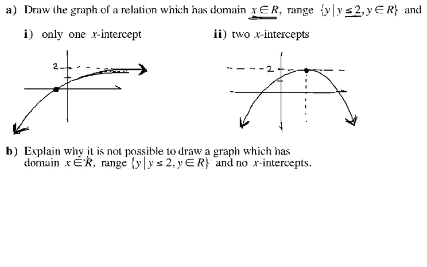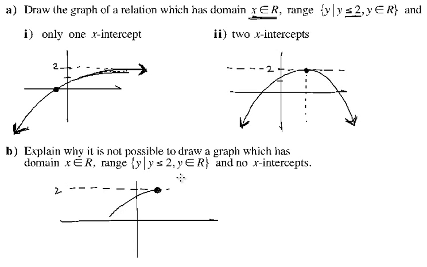Explain why it's not possible to draw a graph which has x ∈ R, y less than or equal to 2, and no x-intercepts. If we tried to do the thing I just said, that would mean we'd have to cover 2 right here. So our graph would have to be there. It would have to be every y number that's less than 2.